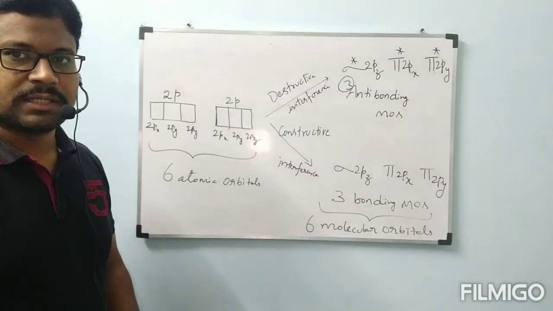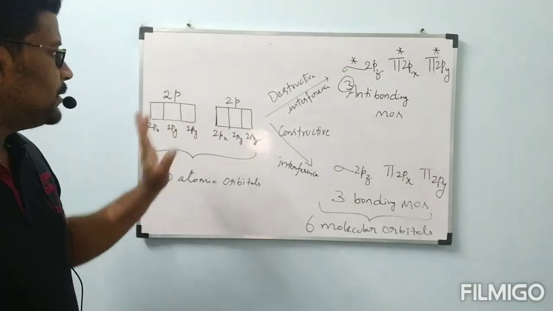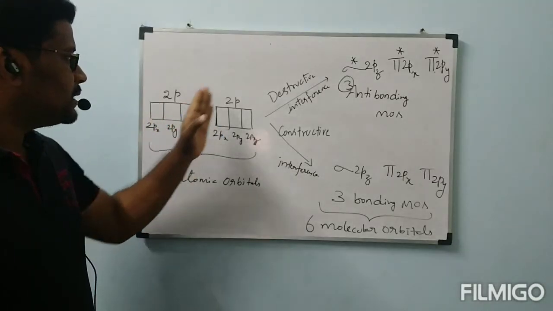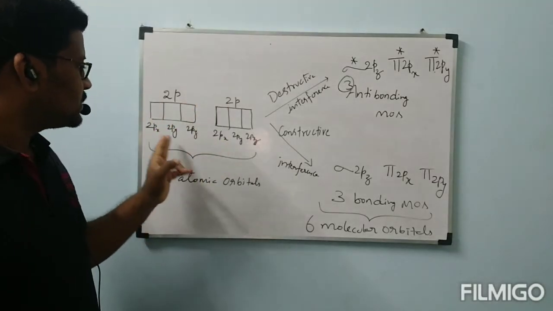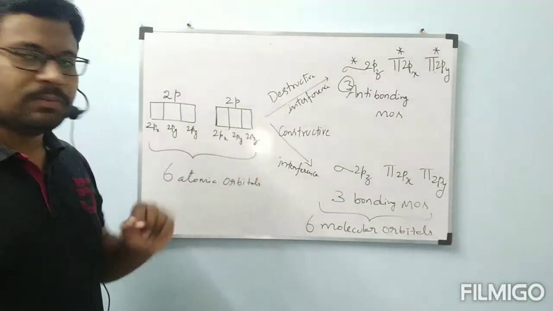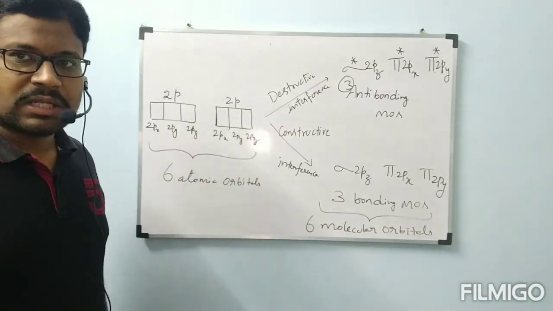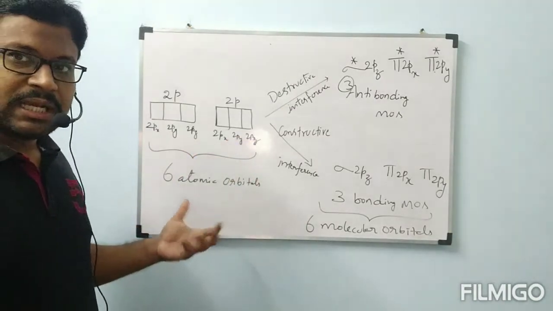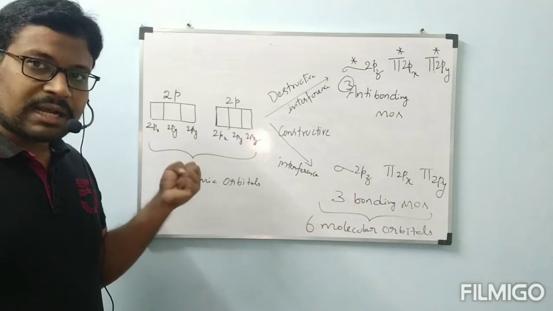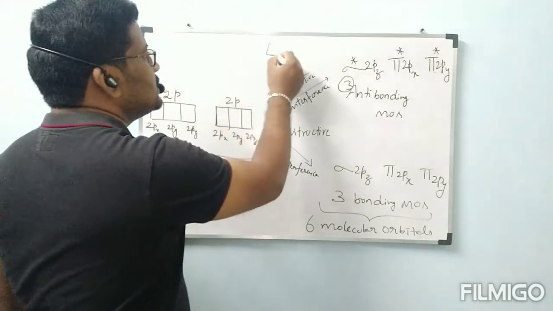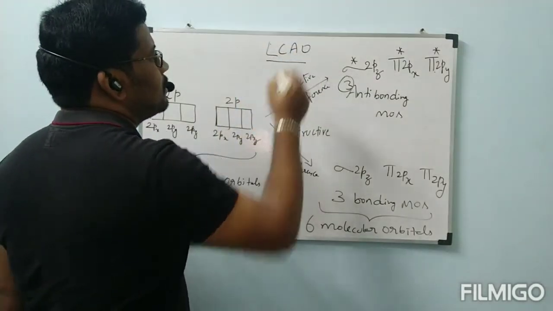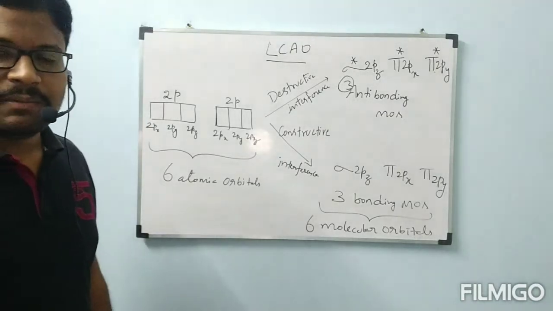Totally 6 molecular orbitals. Once again, 2p and 2p. We have 2p 3 orbitals here and 2p 3 orbitals here: 2px, 2py, 2pz, and 2px, 2py, 2pz. Like that, 3 and 3, totally 6 atomic orbitals. These 6 atomic orbitals will combine by the LCAO method, linear combination of atomic orbitals.